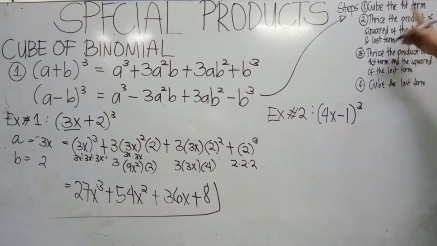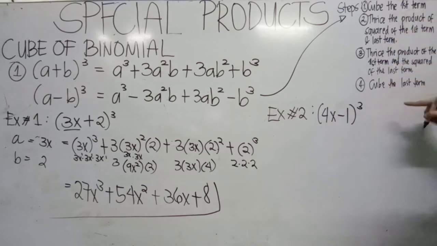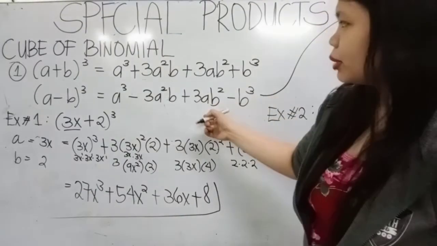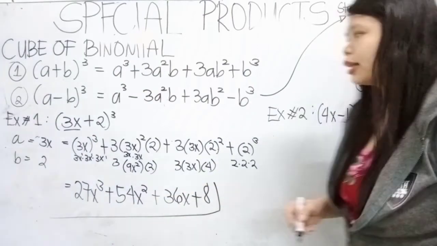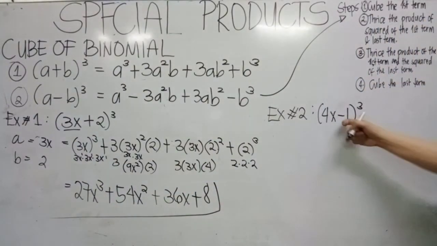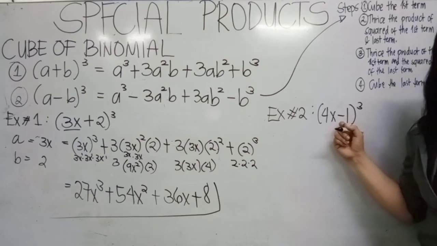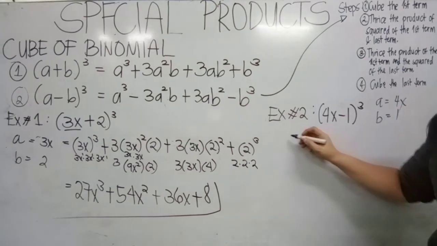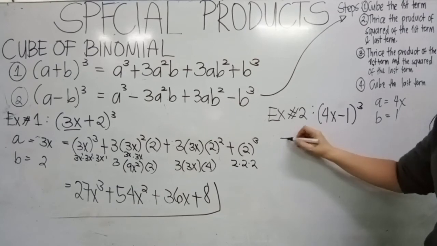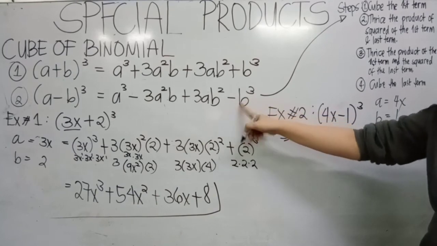Alright, so let's have another example, which is (4x − 1) cubed. Katulad lang din po ng step na gagamitin natin, but this time, ang pattern na gagamitin natin ay pattern number 2, kasi negative po yung example or given equation natin. Before that pala, we're going to find the value of a. The value of a is 4x. b is 1.